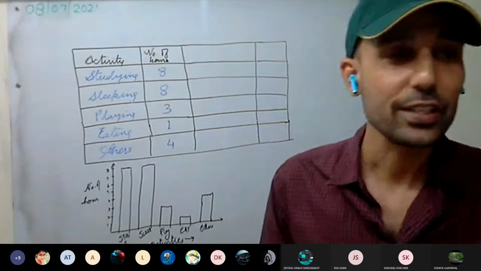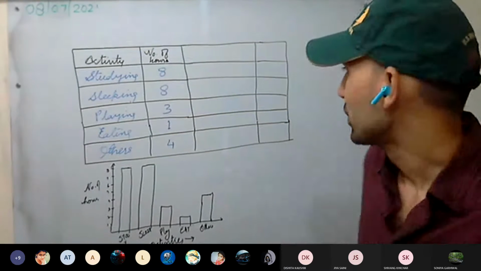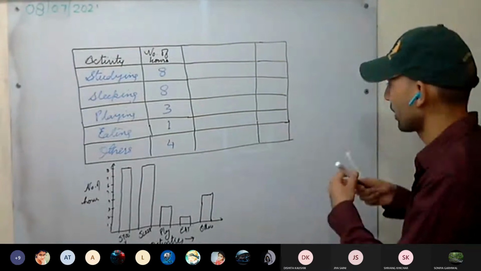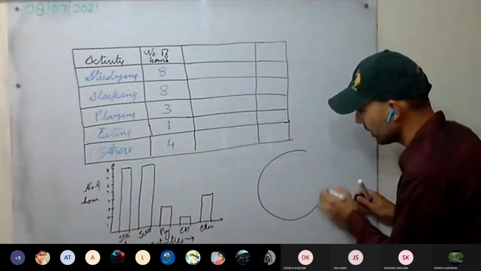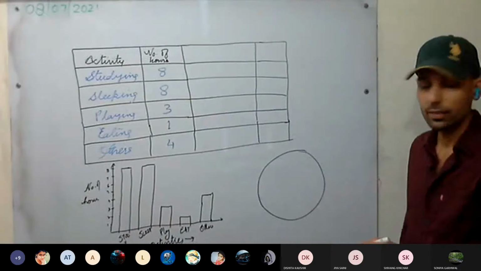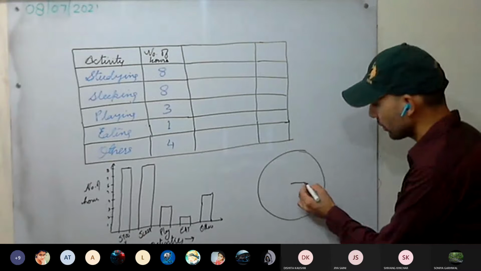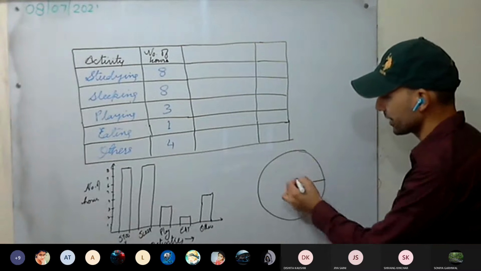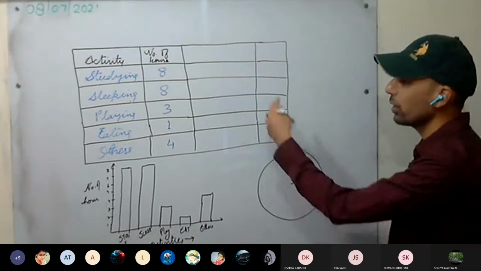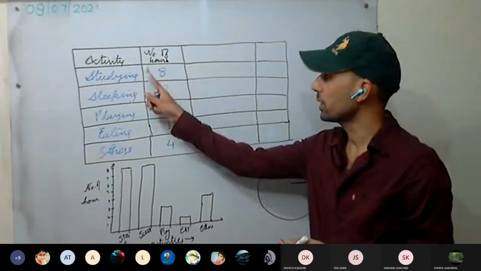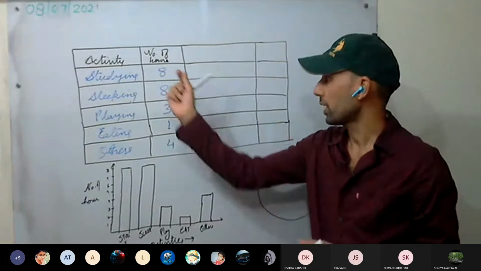Okay? So we are discussing the pie charts now. In a pie chart, see here, we have the whole circle. This is the whole pie. This circle we are going to divide into sectors, depending on how many parts of activity.